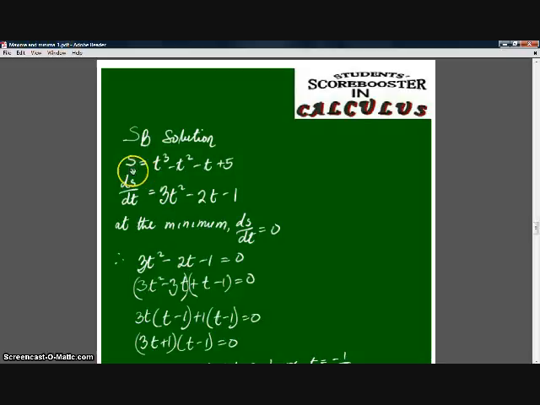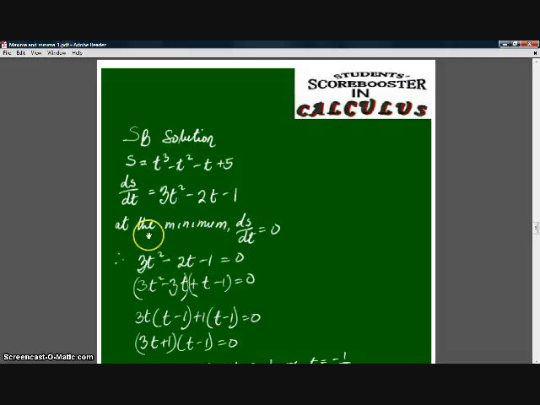ScoreBooster solution goes thus: the expression is repeated and we differentiate it. ds/dt is equal to, we differentiate this one, you have 3t squared, differentiate this, you have 2t, and differentiate t, you have 1, differentiate 5, you have 0. So I don't need to write that. At the minimum point, ds/dt equals 0, right? Therefore the whole of this will be 0, so I can put 0 here. So I have 3t squared minus 2t minus 1 equals 0.